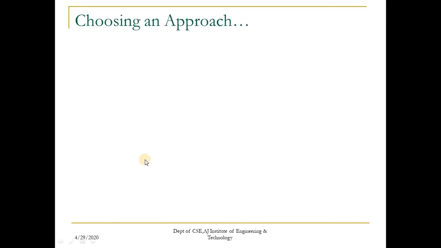Next, now we have seen two approaches for creating threads, correct? There are two approaches. The first approach was by implementing the Runnable interface, and the second approach was by extending the Thread class. Now, how to choose which approach? Which one is better? Whether implementing the Runnable interface is better or whether extending the Thread class is better. So let us see which approach is better.